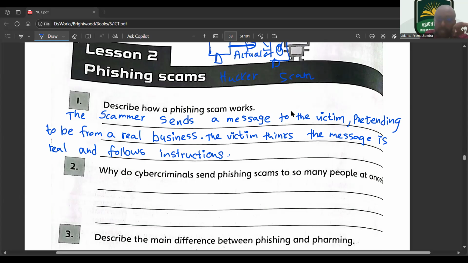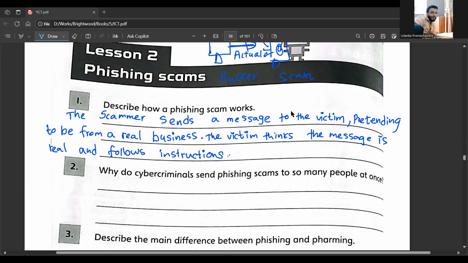They are sending a message, and according to that one, they are clicking on that and they are caught by the scam. Okay, that's the thing. So the scammer sends a message to the victim, pretending to be from a real business. The victim thinks the message is real and follows the instruction.